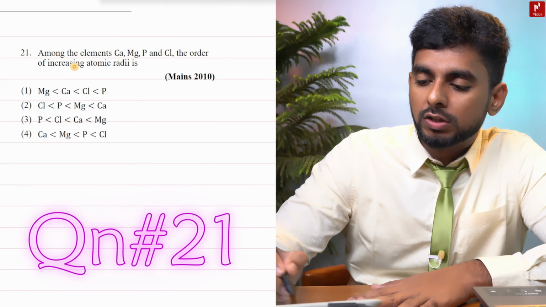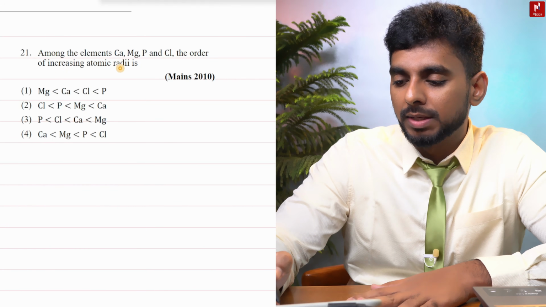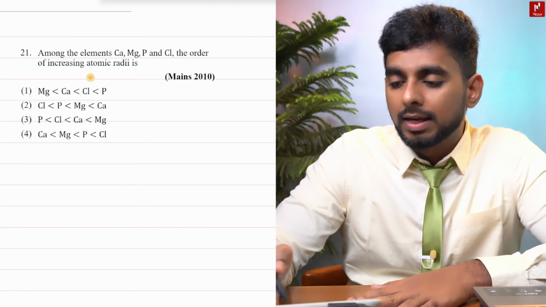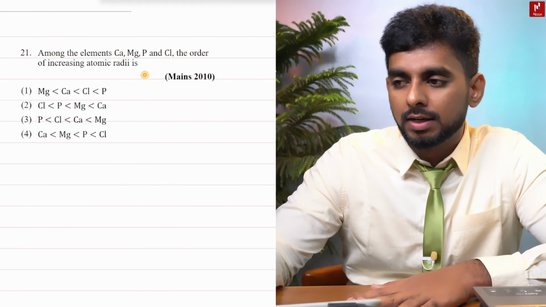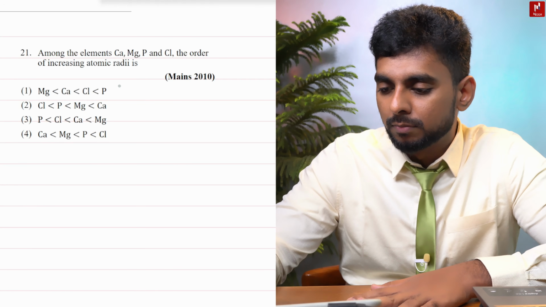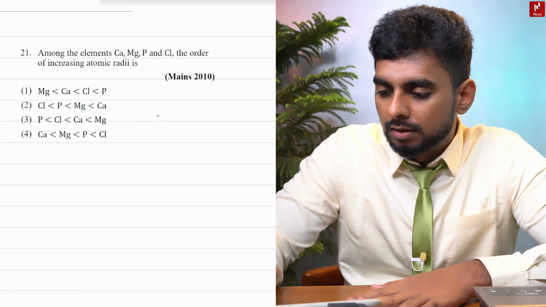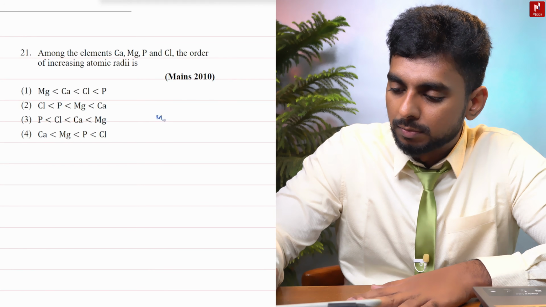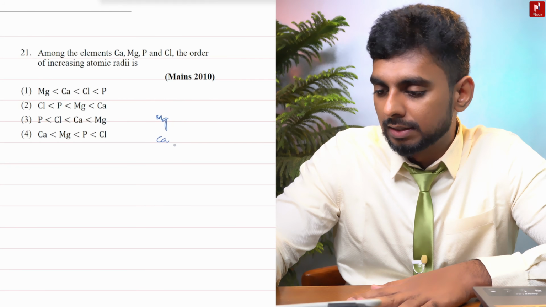The next question is: among the elements calcium, magnesium, phosphorus, chlorine, the order of increasing atomic radii is. Just by looking at the elements, I need to get the increasing order of atomic radii. Across the period, atomic radii decrease, and down the group, they increase. First let me position the elements based on the periodic table. First you would have magnesium, then calcium.